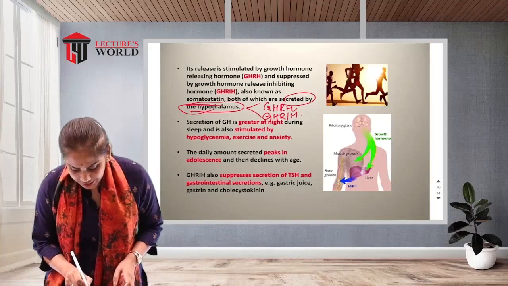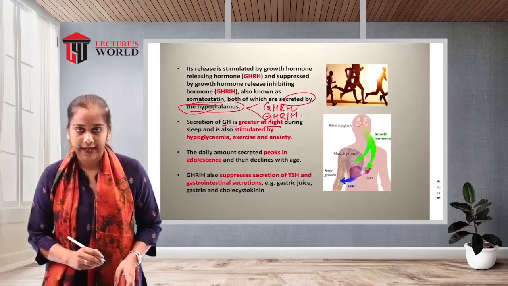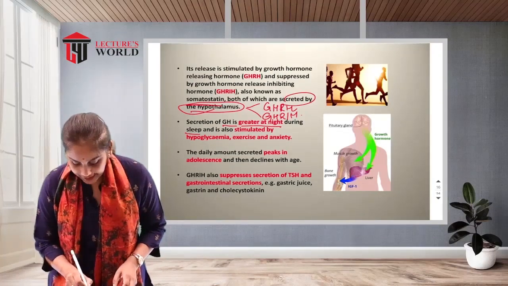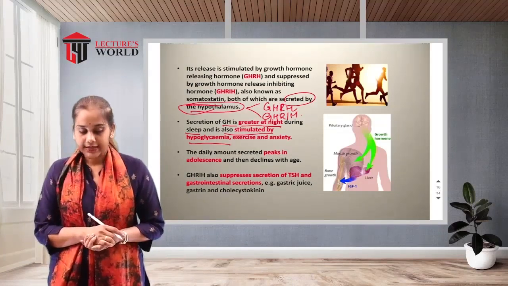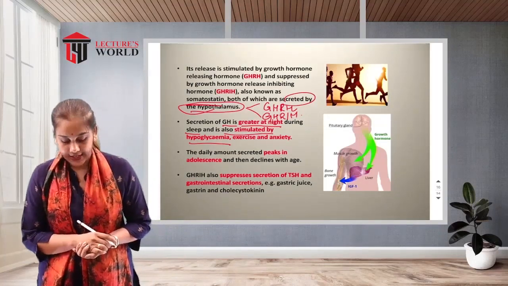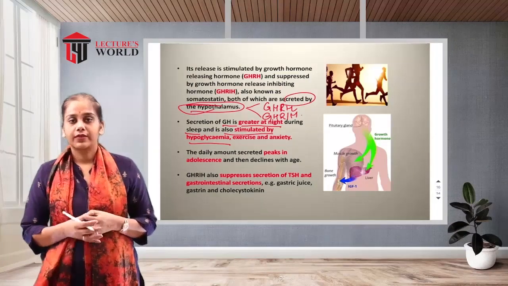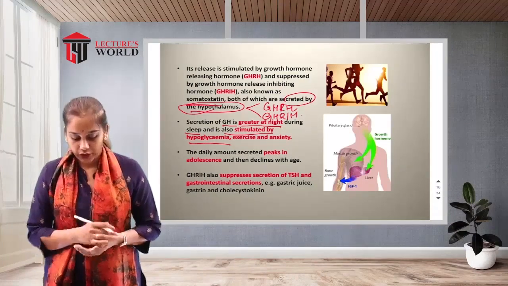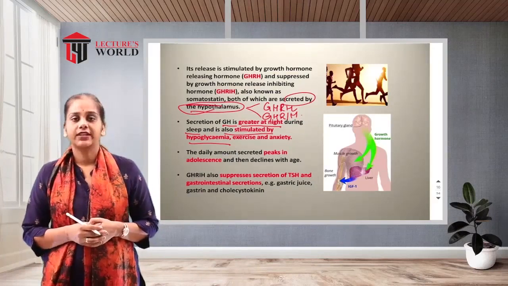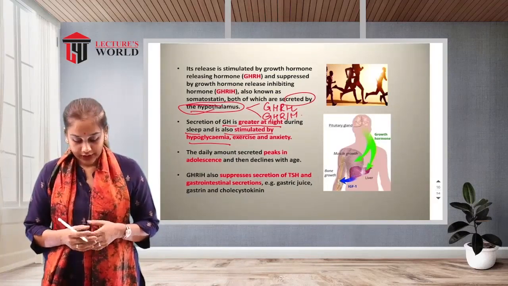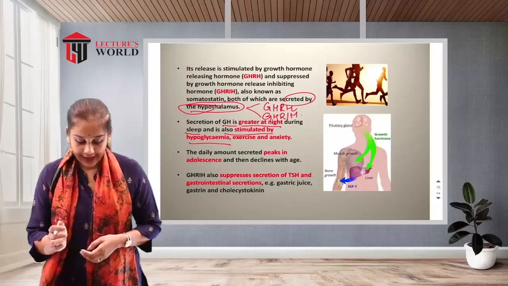The secretion of growth hormone is greater at night during sleep, and it is also stimulated by hypoglycemia, exercise as well as anxiety. So most of the secretion of growth hormone is greater during the night time, during sleep. Most of the growth occurs at night.